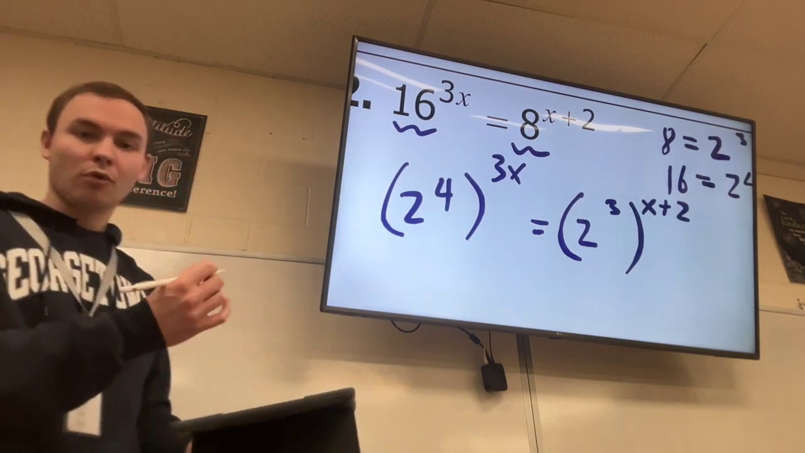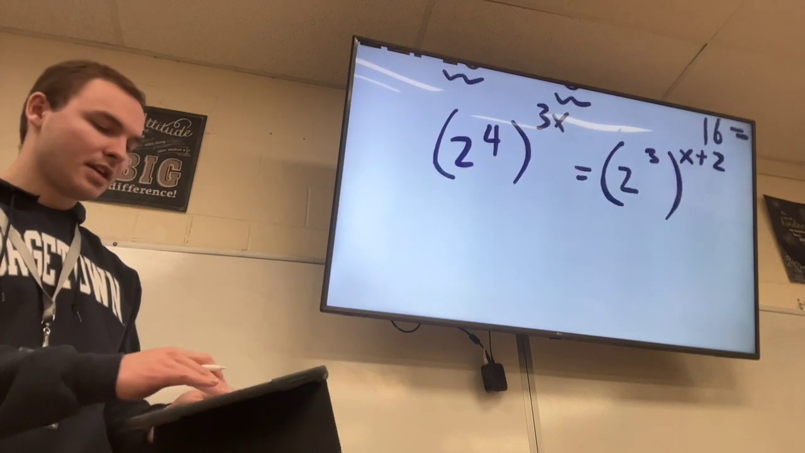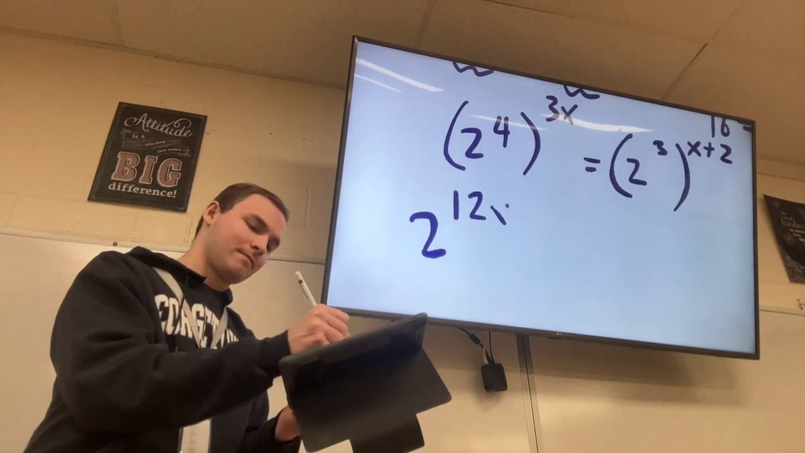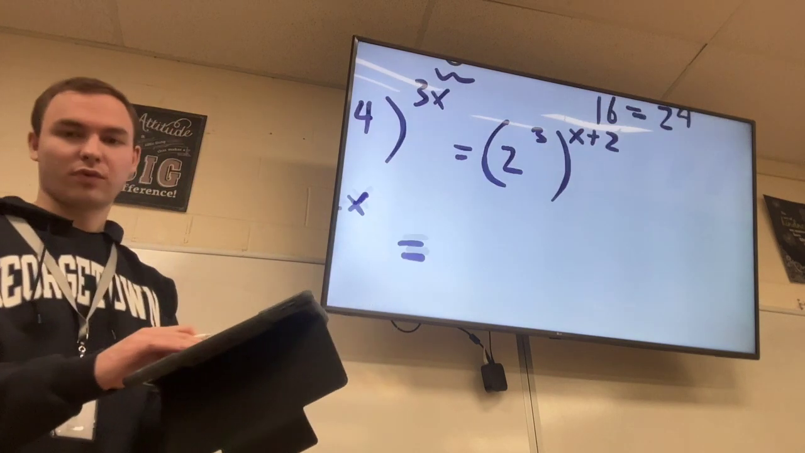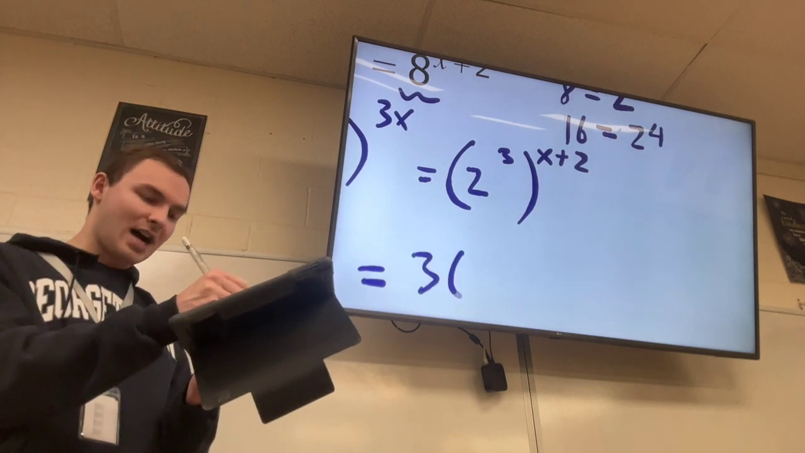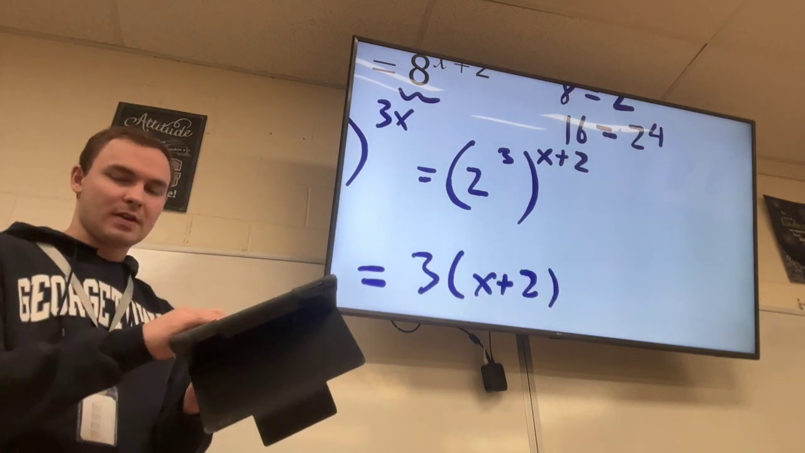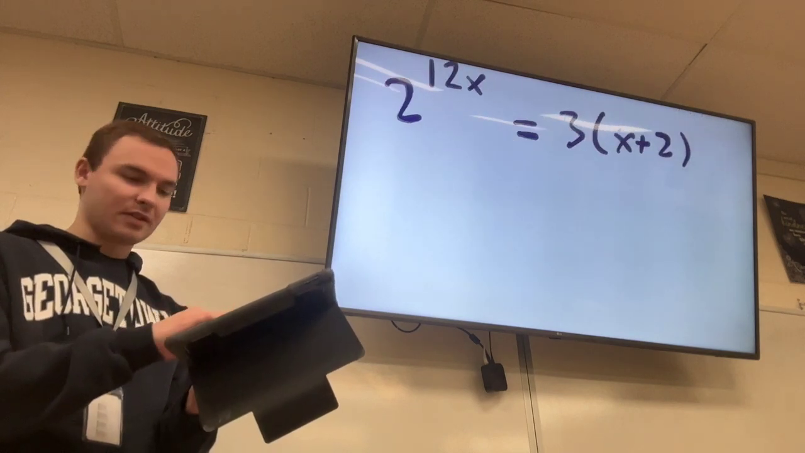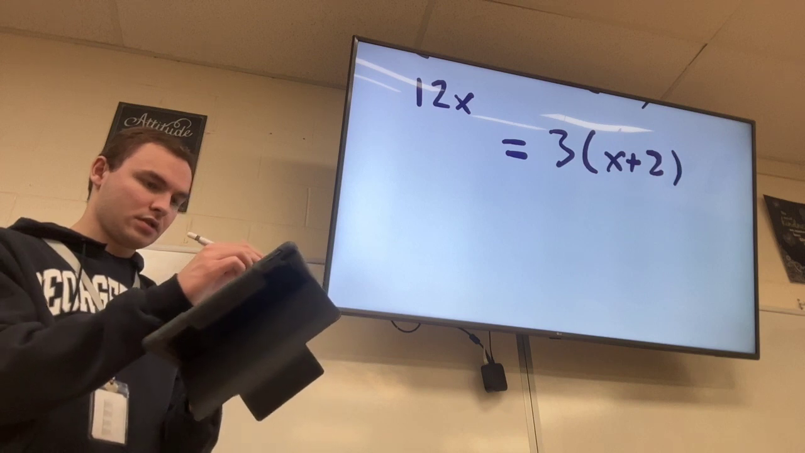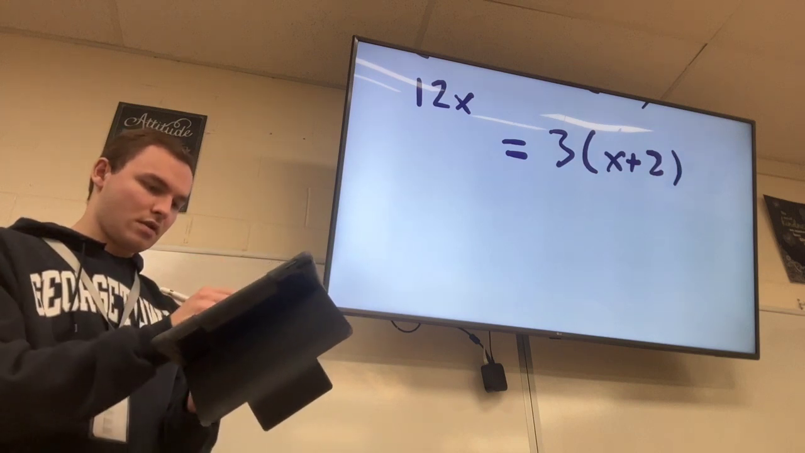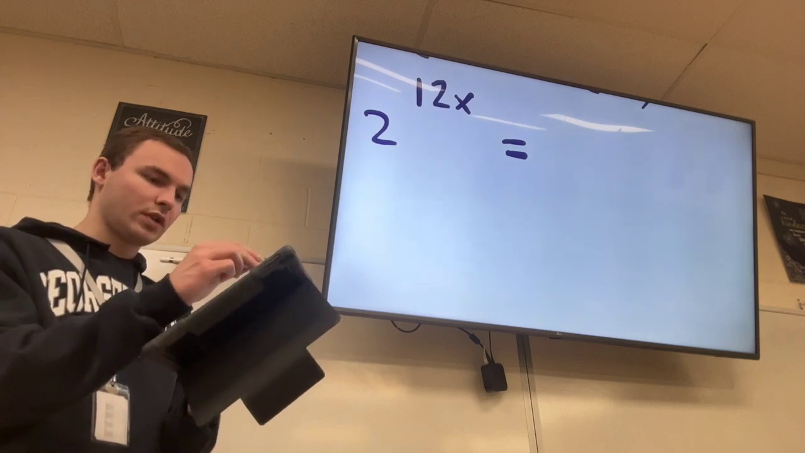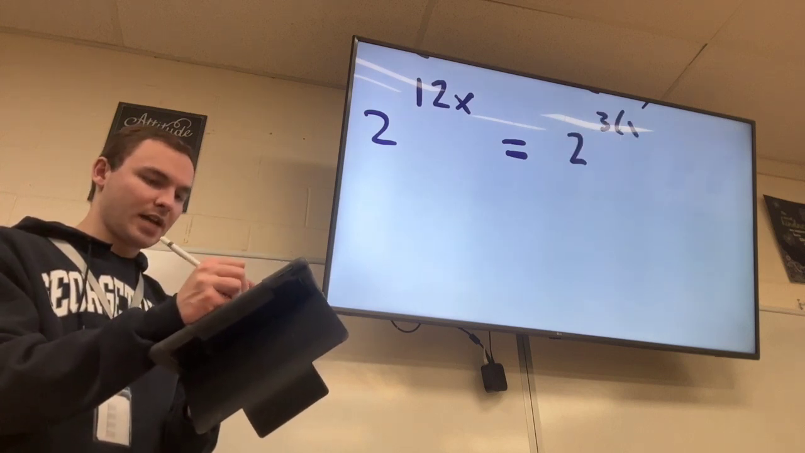So 2 to the 4 raised to the 3x becomes 2 to the 4 times 3x, or 2 to the 12x. Okay? 2 to the 3 raised to the x plus 2 becomes 2 to the 3 times x plus 2. Sorry, I should have made that just a 12x. So it becomes 2 to the 12x equals 2 to the 3 times x plus 2.